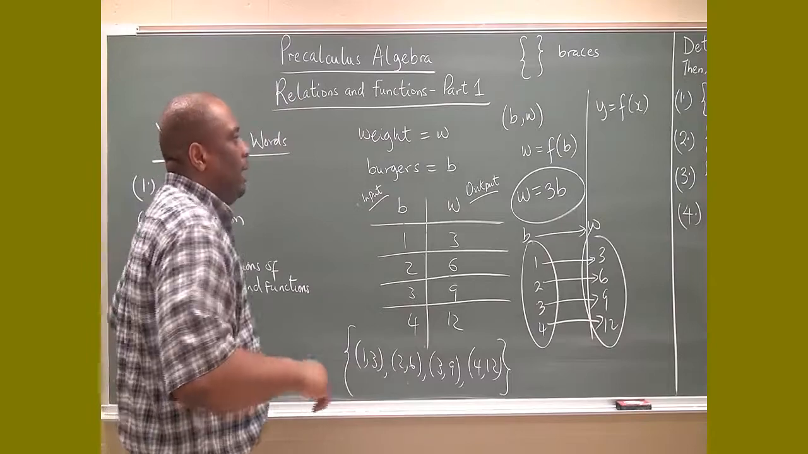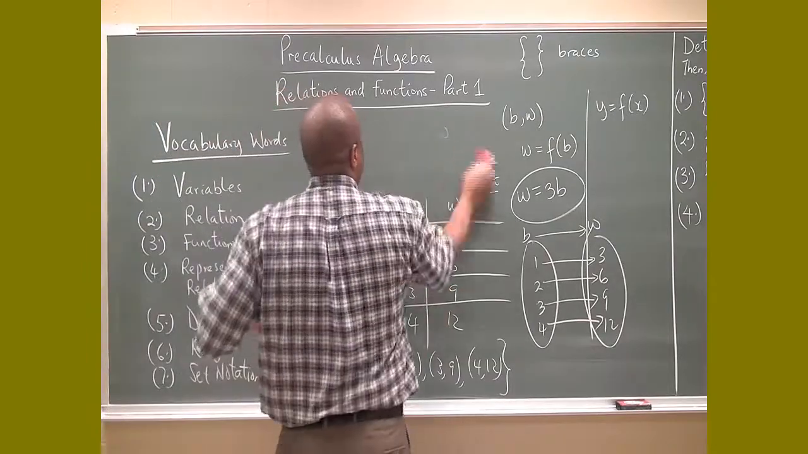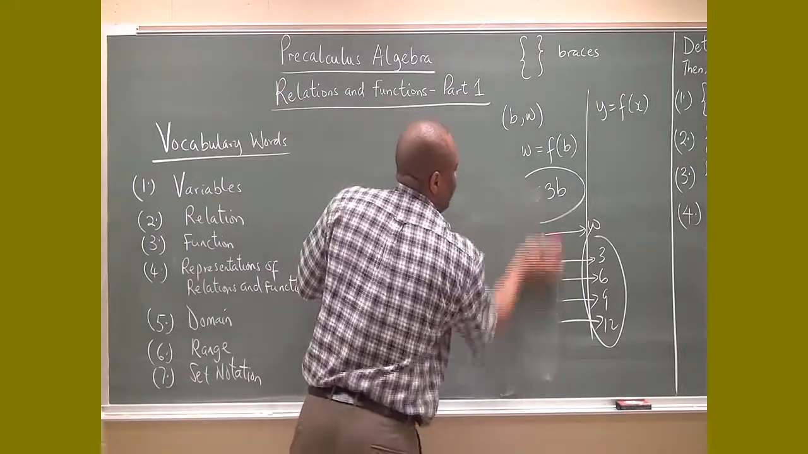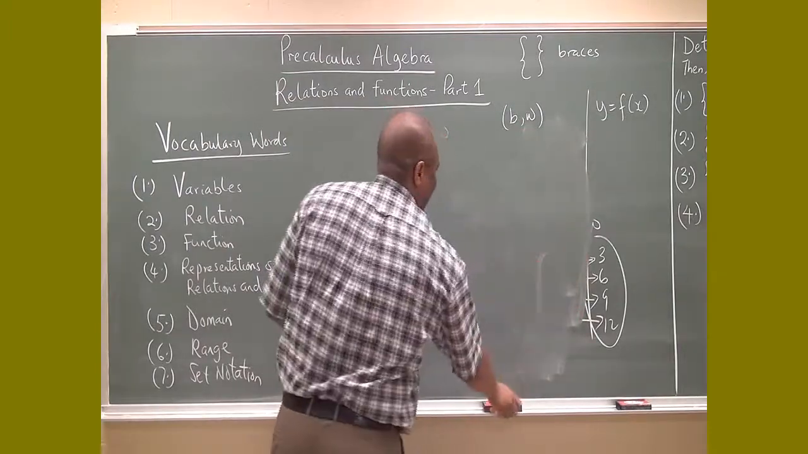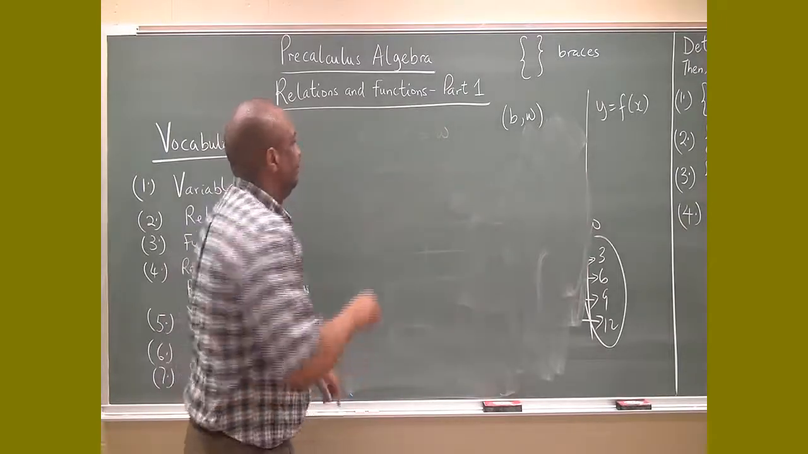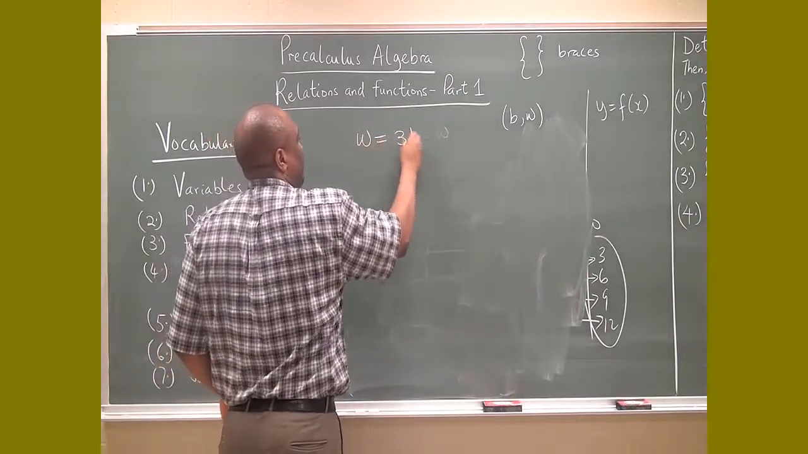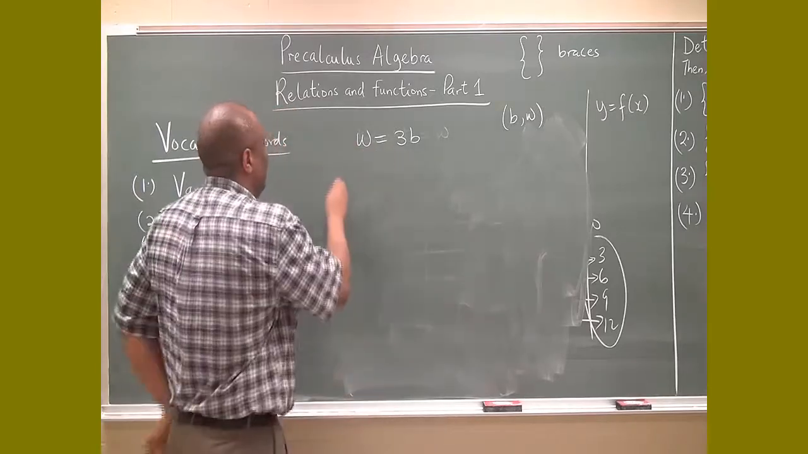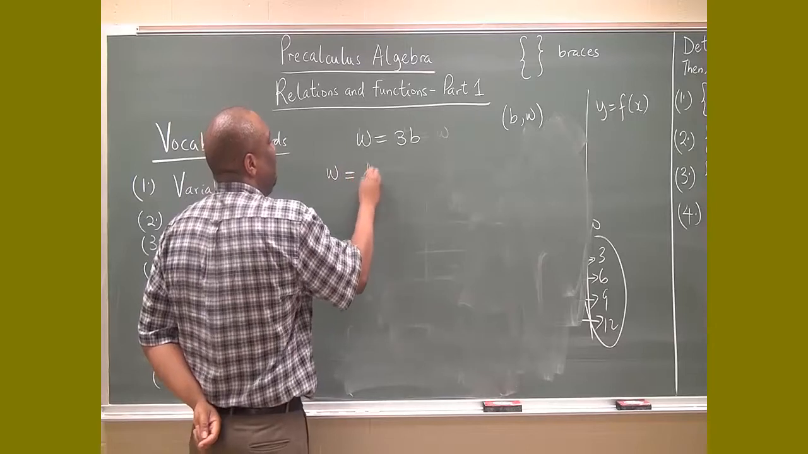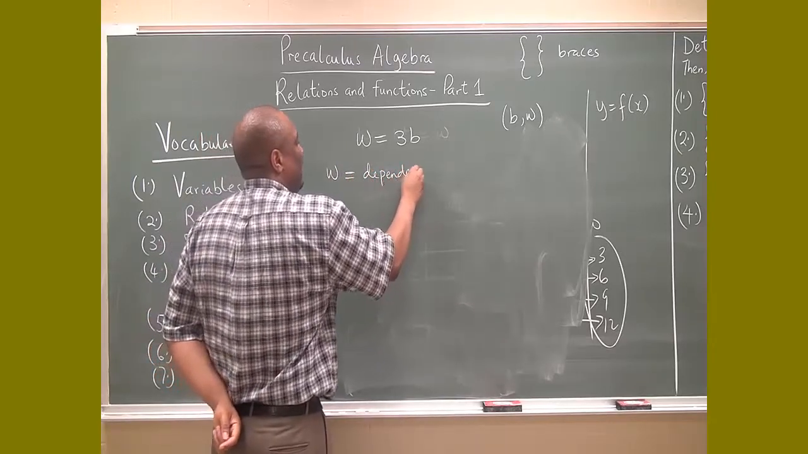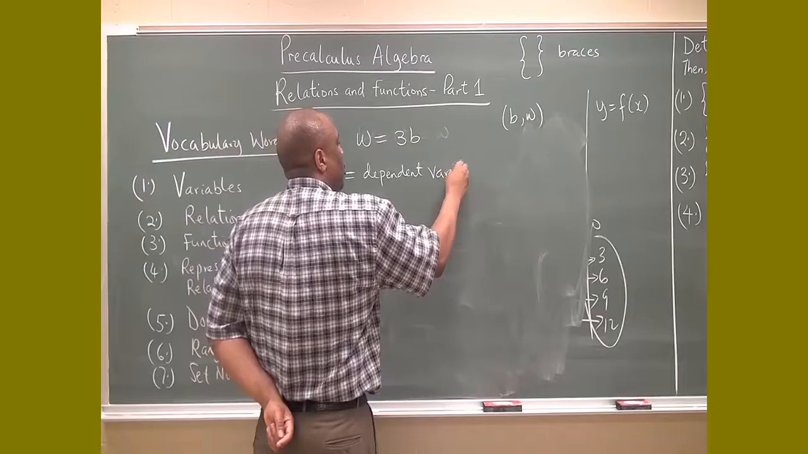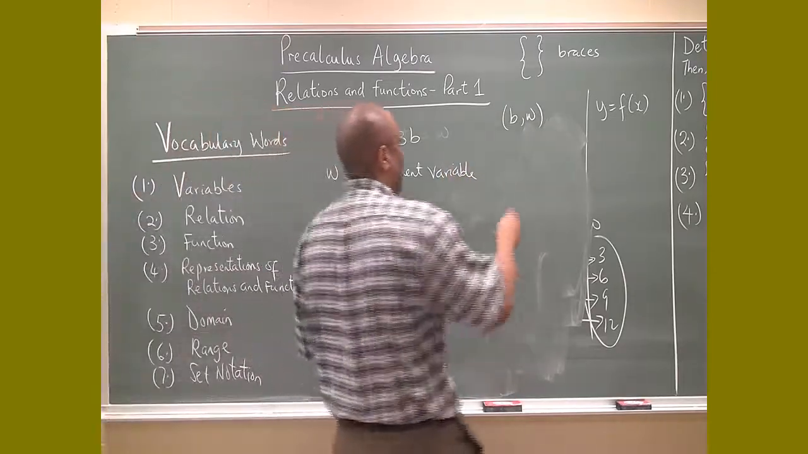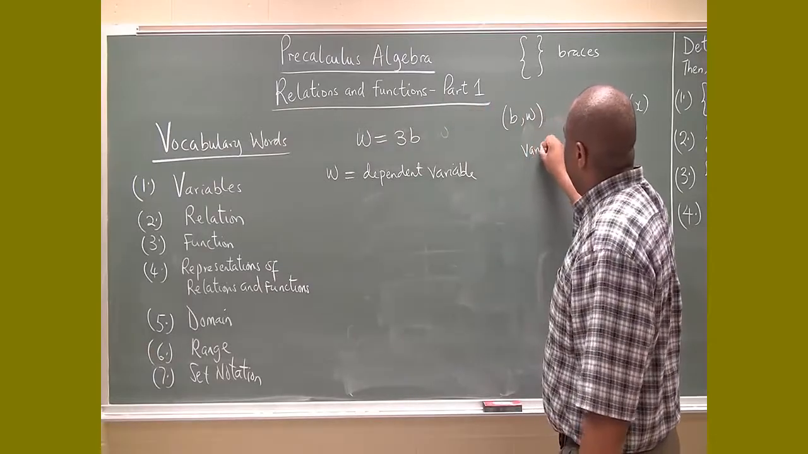All right. Now, let's come back to calculus and algebra. We just gave an example of weight and burger. The W equal to 3B, okay? Here, we see that the weight is known as the dependent variable. Why do we call it variable? Variable, vary. When you talk about variable, vary.